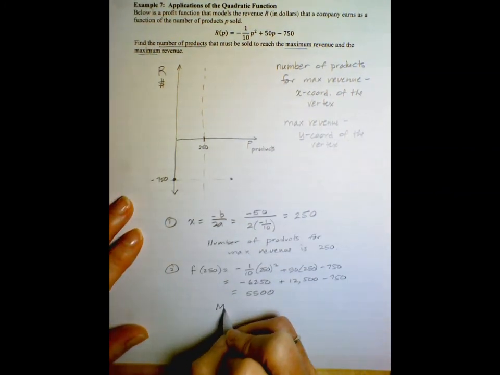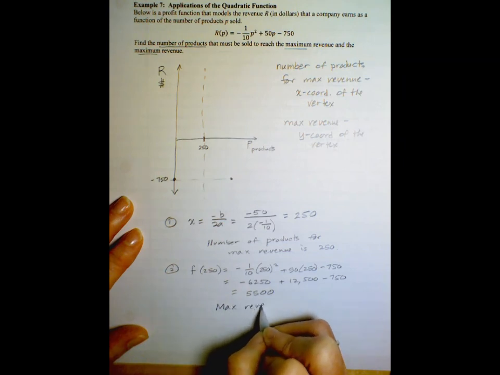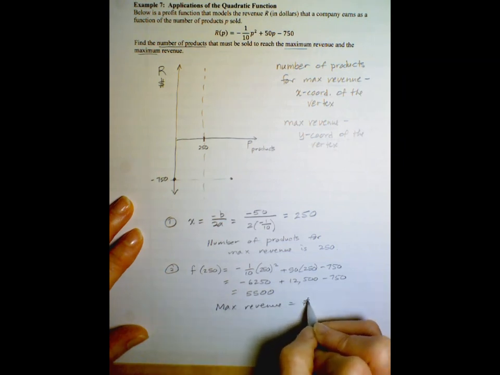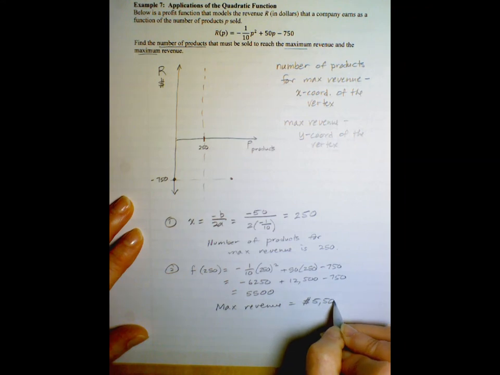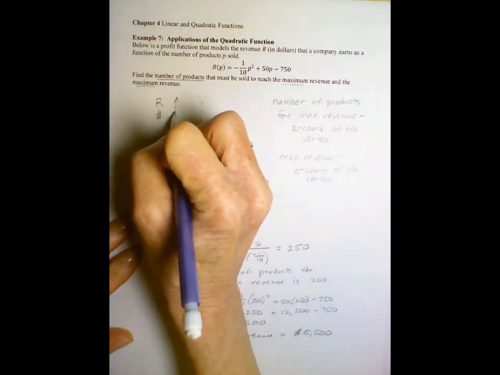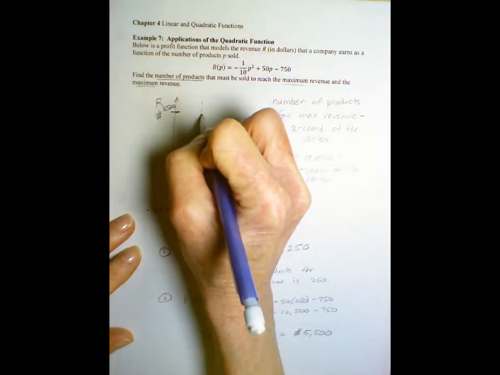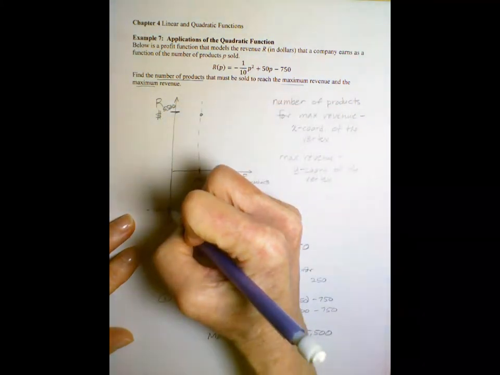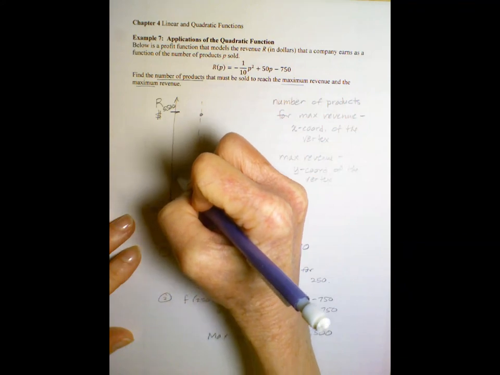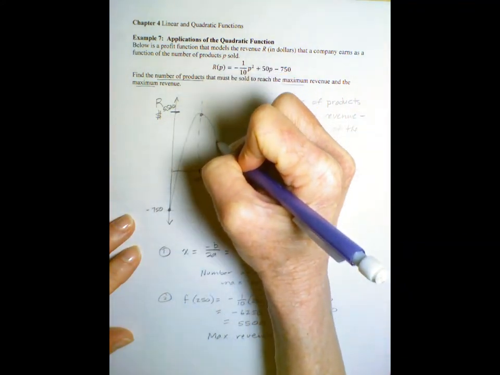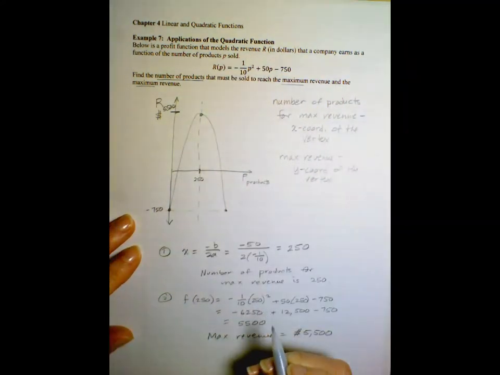So the max revenue is $5,500. So up here, this would be 5,500. That's where our vertex would be. I don't know if I can freehand this very well, but I'll give it a shot. Something like this. This would be what our graph would look like.